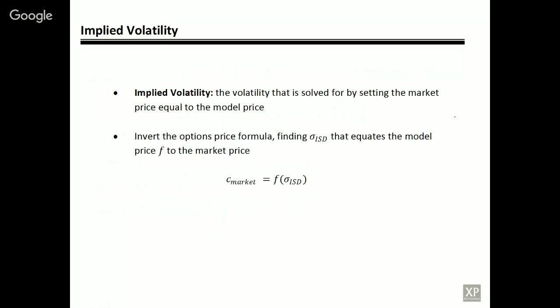Finally, we have implied volatility. Implied volatility is the volatility that is solved for by setting the market price of an option equal to the model price. So we invert the option price formula and we find sigma, or our implied standard deviation, that equates the model price to the market price. So suppose we have a call option price from the market. We set that equal to, for example, the Black-Scholes equation. And then we solve for what the sigma, or the implied standard deviation, is in the model, given this market price over here.